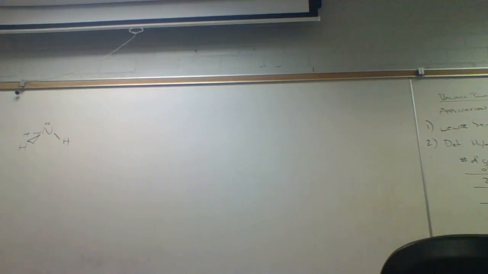How many groups of electrons does nitrogen have on it? Let's just count it. Single bond, single bond, single bond, 3, plus lone pair, 4. 4 groups means this is sp3 hybridized. Nitrogen is sp3 hybridized, right?